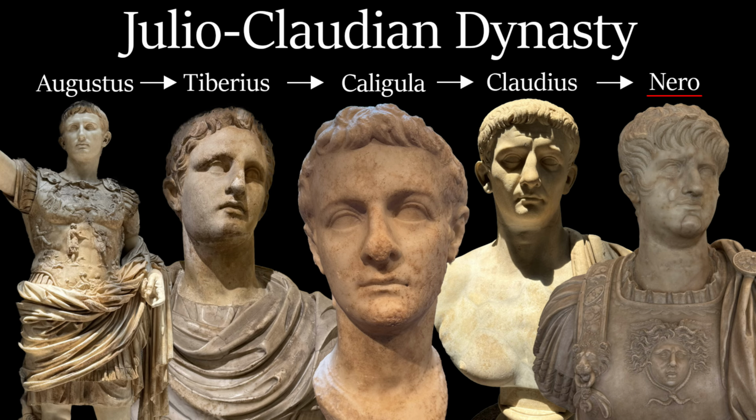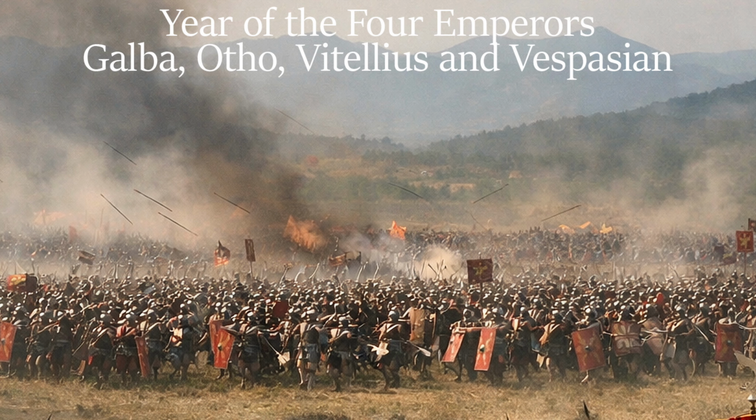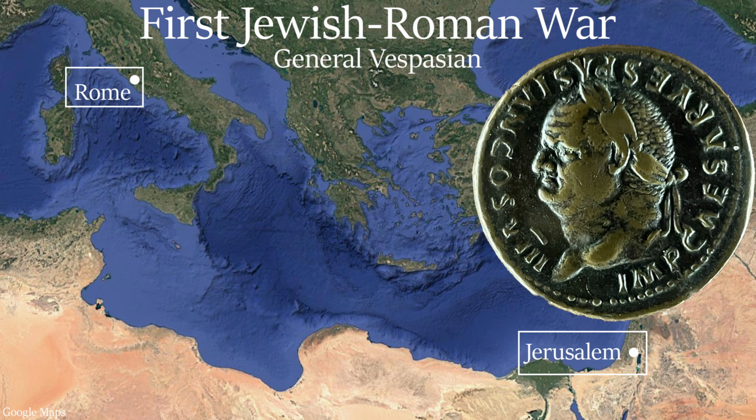We won't go into the details of Nero, but suffice to say his behavior resulted in open revolt, followed by civil war. This civil war is often referred to as the Year of the Four Emperors, referencing the various claimants to the throne: Galba, Otho, Vitellius, and Vespasian. The victor was Vespasian, the Roman general commanding forces in Judea during the First Jewish-Roman War and father of none other than Titus.